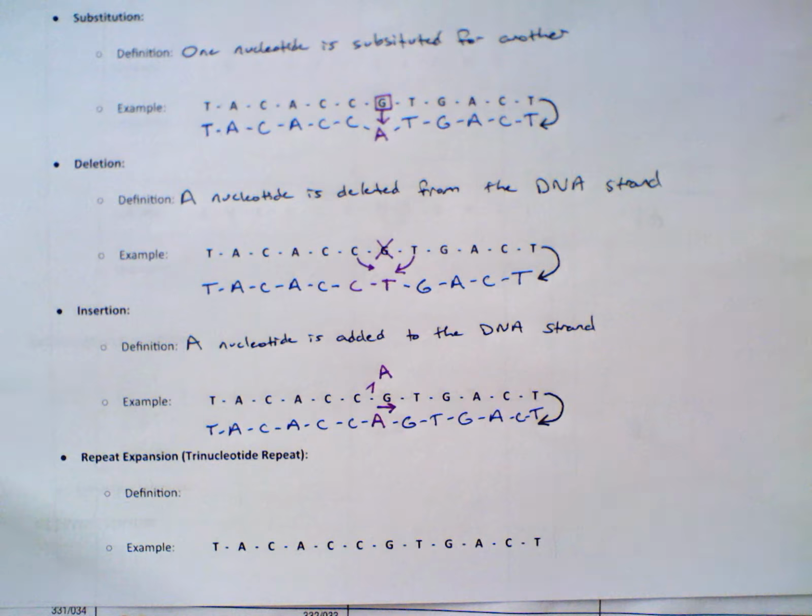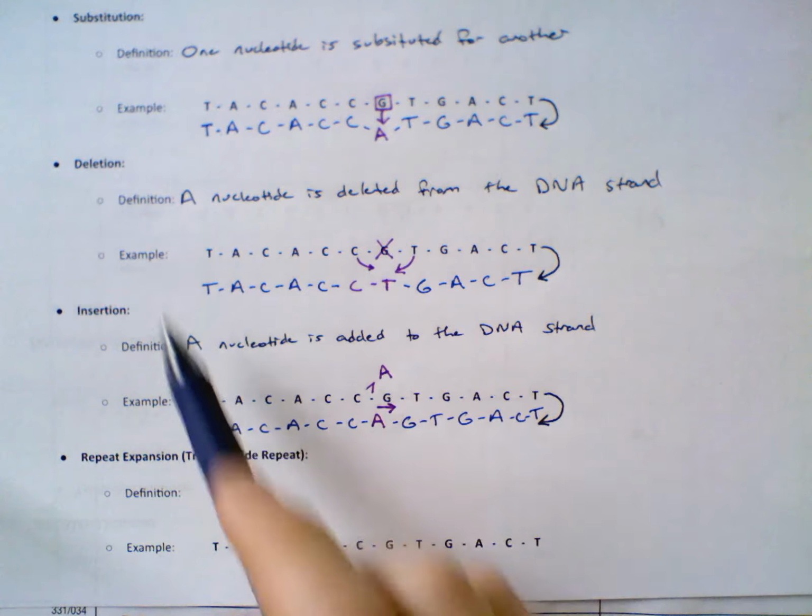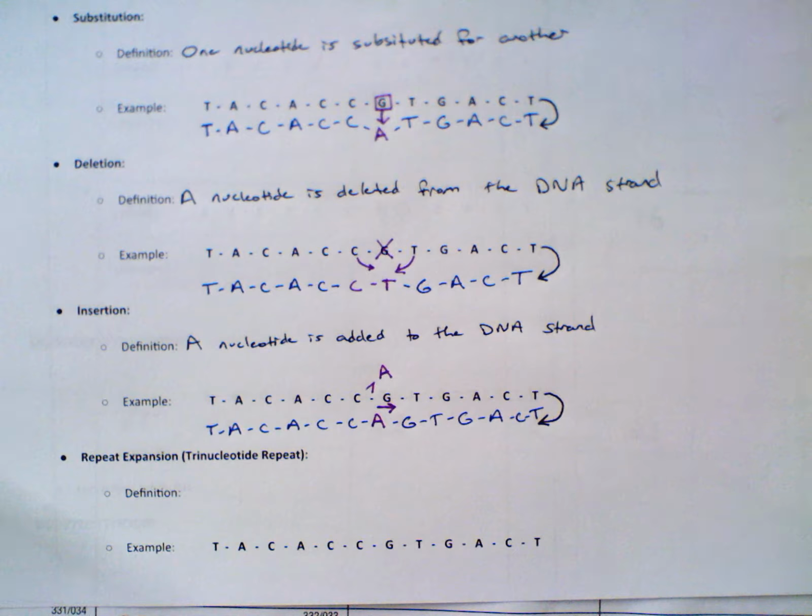And this can cause major issues, because if you think about it, whenever we go to make codons with the transfer RNA, that's going to make all of the codons not match up anymore. Right? So deletions and insertions are particularly bad mutations. They can have major impacts on the protein that's being made.